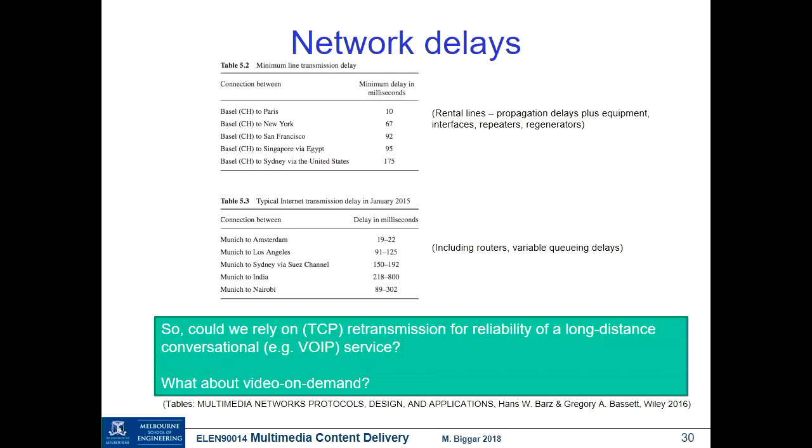So, could we rely on TCP retransmission for a long-distance conversational service like VoIP, voice over IP? No, we couldn't, right? Because you'll remember way back in the first lecture, we talked about some service requirements, including the fact that conversational services become difficult once the round-trip delay is more than about 200 milliseconds, and that's comparable with around one round-trip time. So we're not going to be able to use retransmission for that.